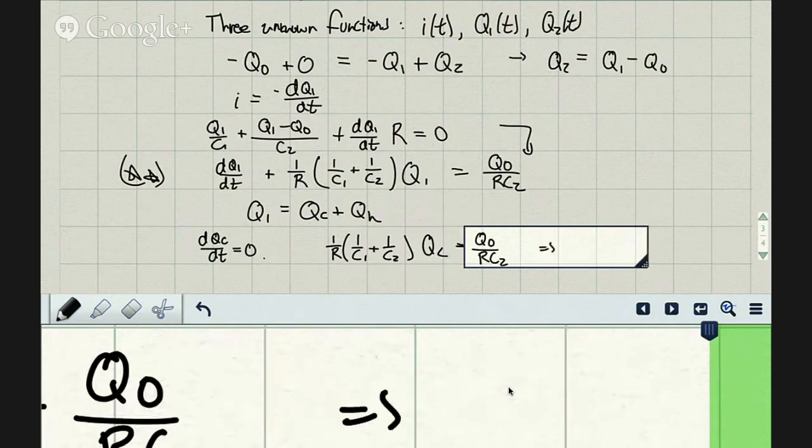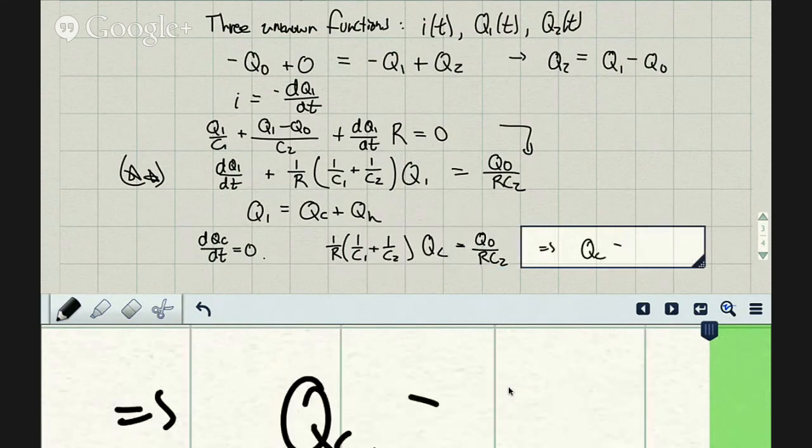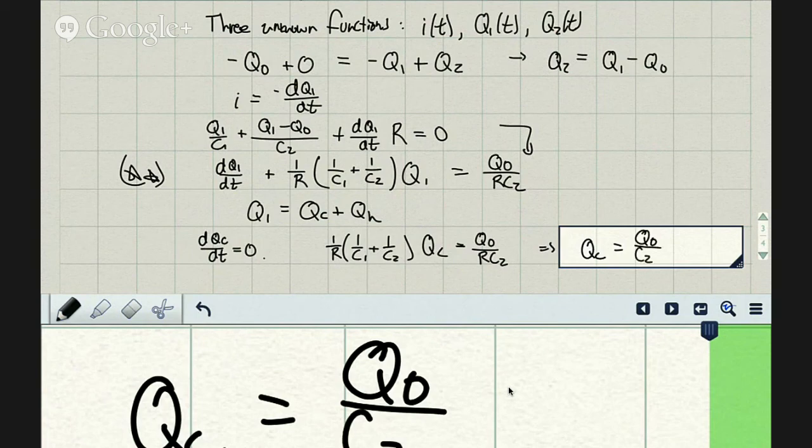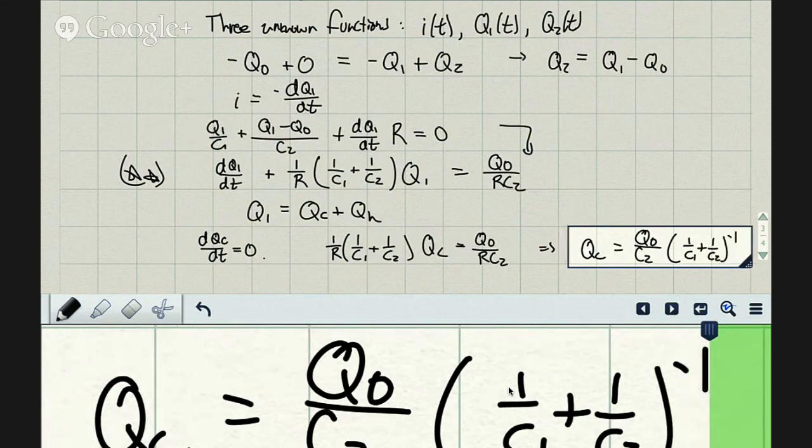This tells us that QC is equal to, and the 1 on R cancels on each side, the best way to write this is Q0 over C2, and then write this fraction like this, 1 on C1 plus 1 on C2 to the negative first power, like that.